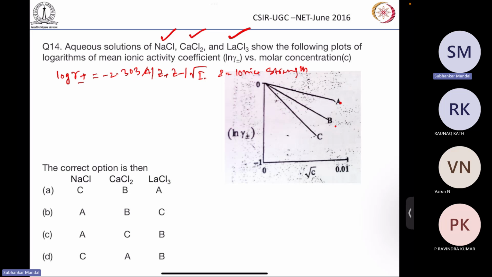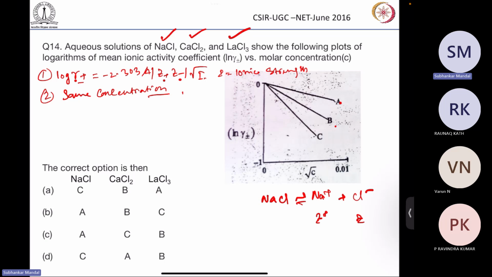Can anyone tell? I can give another hint. This is hint number 1. Hint number 2 is the same concentration. So in this question, log of gamma plus minus is minus 2.303 A z plus z minus, where z plus and z minus are the charges of the ions. Suppose NaCl: what will it produce? Na plus and Cl minus. So Z plus is plus 1 and Z minus is minus 1. So if you see the mod value of z plus z minus root I, for which one will it be bigger and for which one smaller? I think you should tell these.